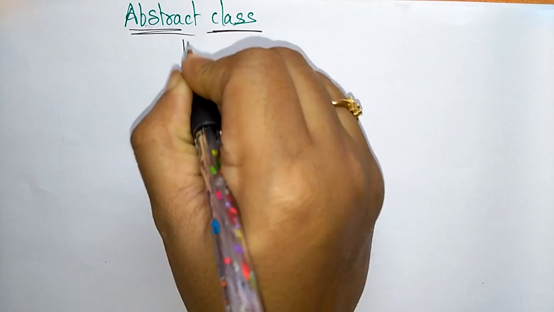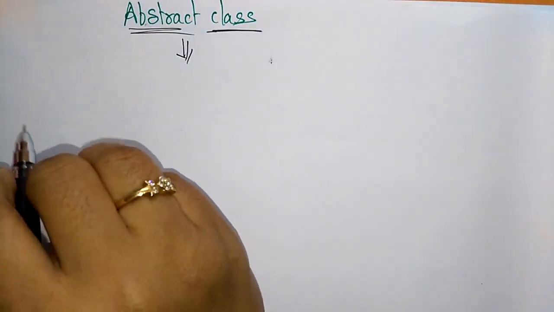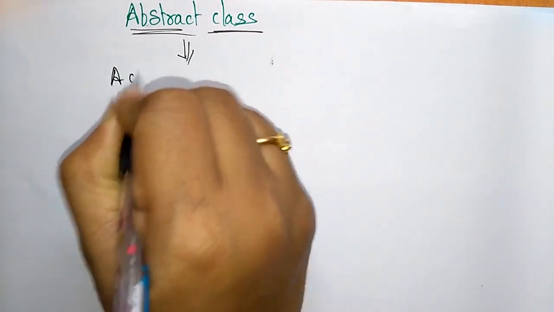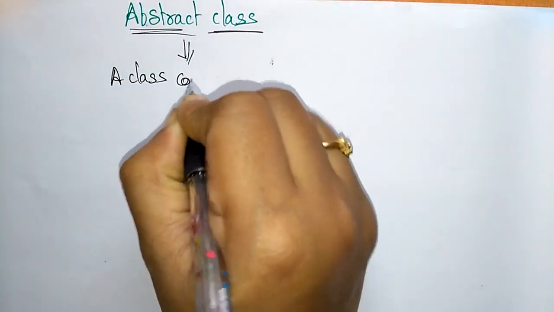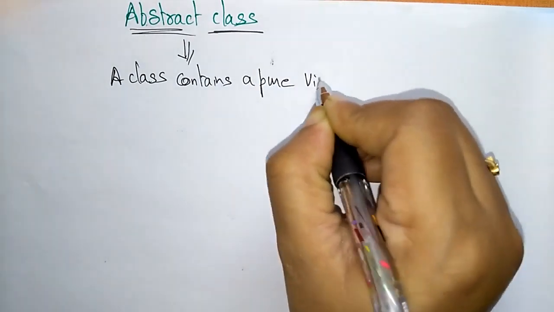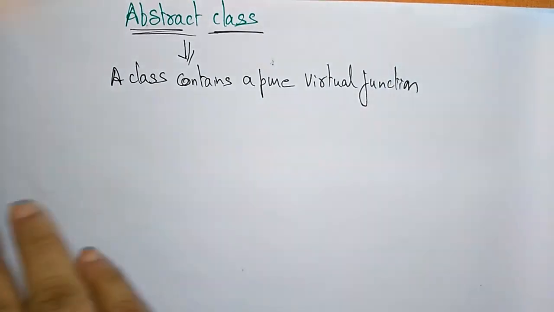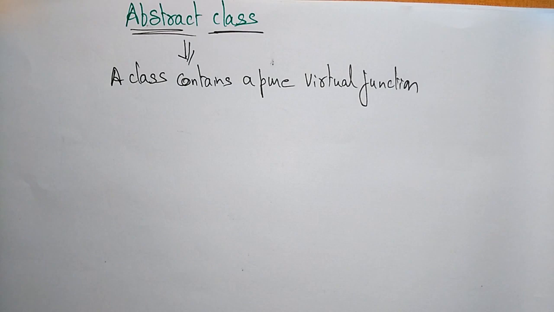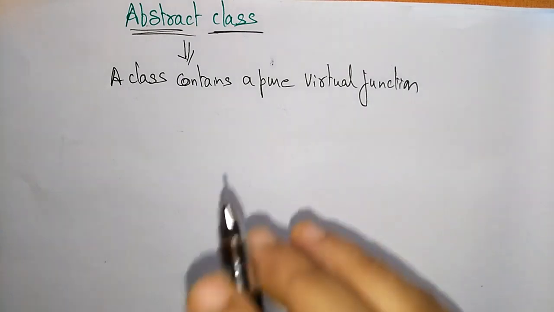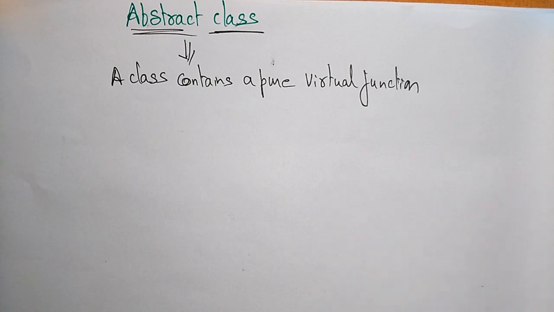Okay, so actually the abstract class is a class that contains a pure virtual function. A class that contains a pure virtual function, you call it an abstract class. So what is a pure virtual function? It's nothing but a function. If a function is equal to 0, then you call it a pure virtual function.